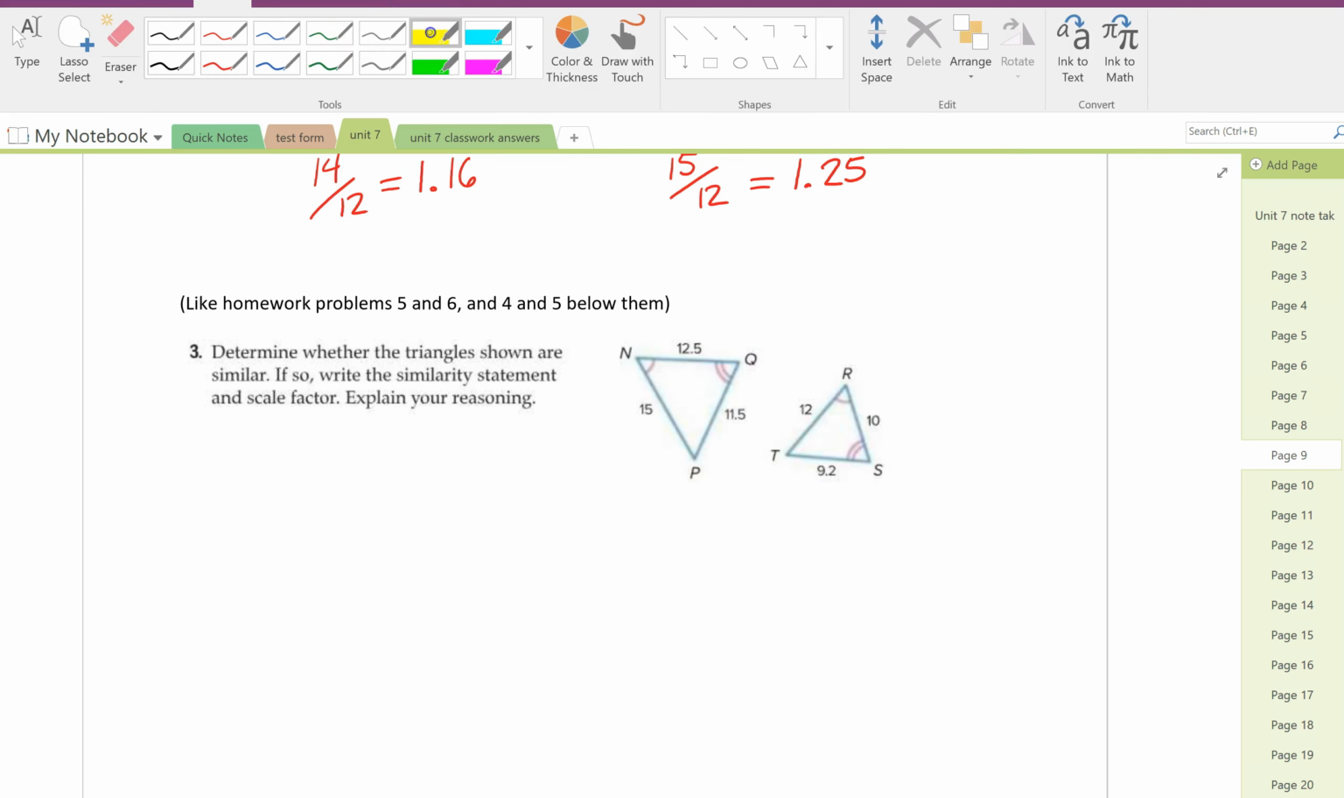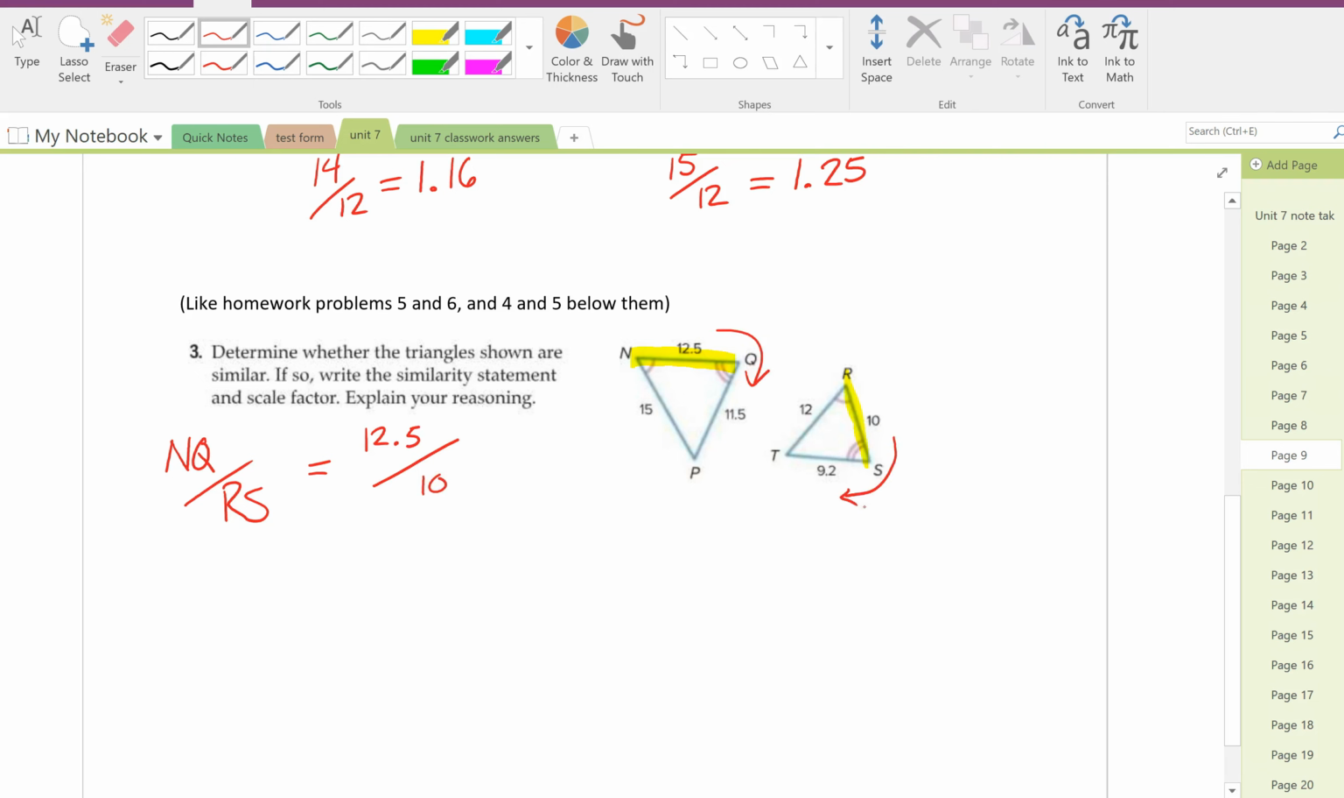Okay, so the clue I'm going to use here is I'm going to say that NQ has to be corresponding with RS, because NQ and RS are the two sides that connect the two angles that we have marked. Right? We only have two angles with any markings on them, and the one side on the big triangle that connects them is this NQ. So NQ is going to correspond with RS. So NQ, it says, is 12.5. RS is 10.